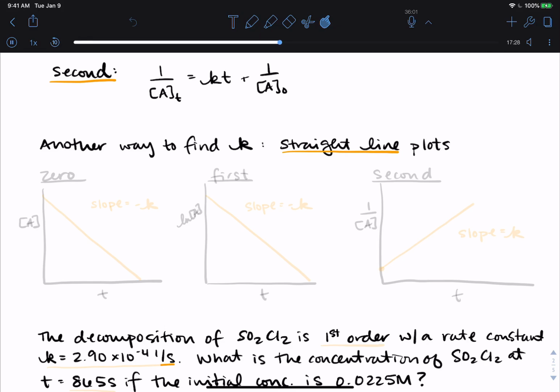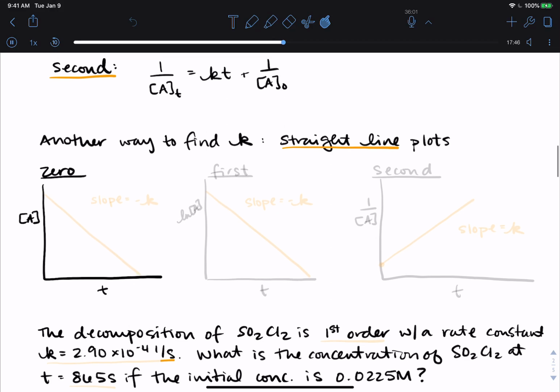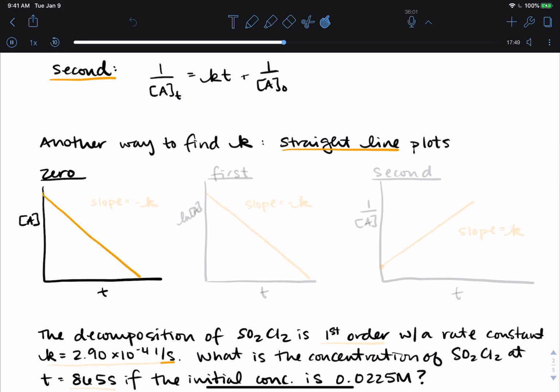So for zero order, what this looks like, if you do a plot of the concentration of A versus time. Hopefully you expected this because we did already see it as a straight line plot. The slope here is equal to negative K. So once you know the slope of this line, all you have to do is take the opposite of it, and that will give you the rate constant.